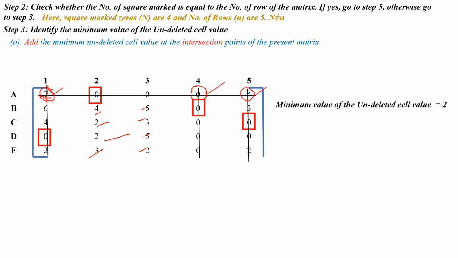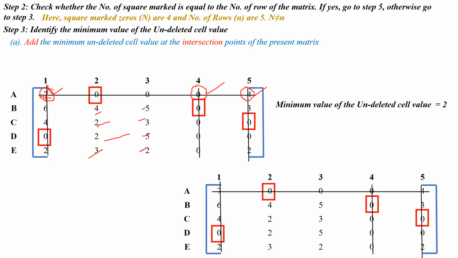So in the third step, first we add this minimum value at the intersection points. Now this minimum value is 2 and we add this 2 to the intersection points. Then the cost matrix becomes: 7 plus 2 is 9, another intersection point is 0, 0 plus 2 is 2, another intersection point is 4, then 4 plus 2 is 6.